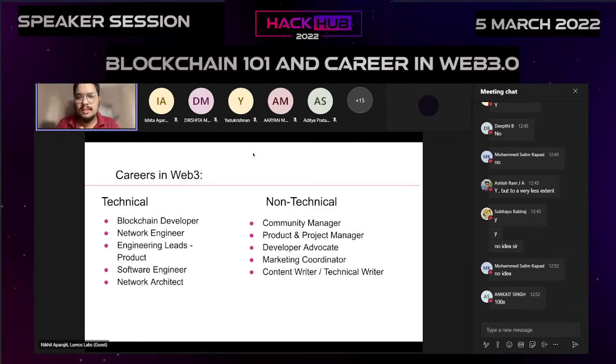So what kind of careers are there in Web3? These are some of the examples. In the non-technical roles, I am a community manager. I help people understand and get into the world of Web3, but I'm not a Web3 developer myself. But if you are interested in developing a product on blockchain, these are some of the careers you might want to look at: network architect, software engineer, engineering lead in a project, network engineer, or blockchain developer. And there are many more, right?